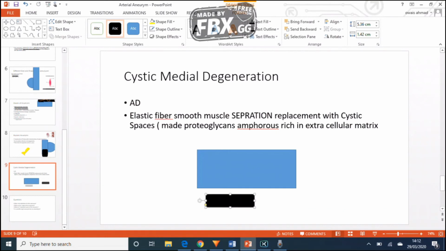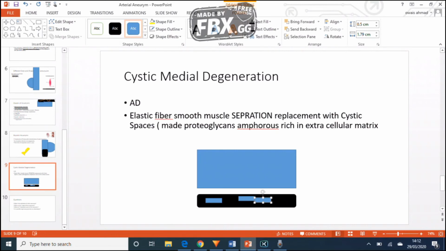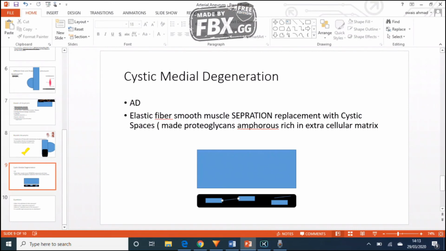And essentially, let's just say in the media you have smooth muscle and elastic fibers, and like I said, there's separation of the elastic fibers and the smooth muscle. So essentially this is going to be some sort of smooth muscle, and they're essentially going to be connected by elastic fibers, and elastic fibers can be somewhere like this, but there's just going to be separation. And these elastic fibers are just going to move to the side, and there's going to be some sort of cystic type of spaces.